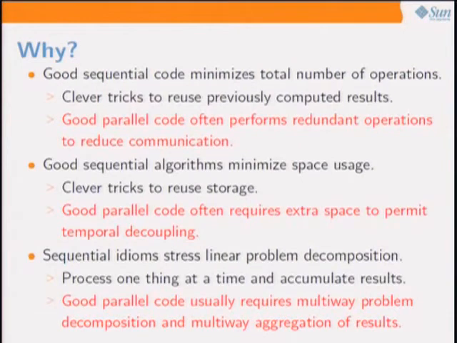Why do I think we need to get rid of the old programming tricks? Well, it's because there's a big difference between good parallel code and good sequential code. Good sequential code minimizes the total number of operations because the total number of operations is strongly correlated with delay in sequential code. You use clever tricks that you can reuse previously computed results. But good parallel code will often perform redundant operations because there's a trade-off between computation and communication. And sometimes you're better off expending extra computational effort in order to reduce the communication effort.